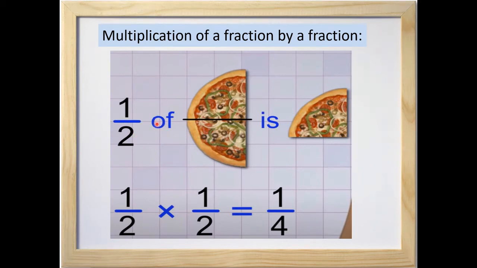Half means you know it is multiplication. So 1 by 2 is a fraction. Of is multiplication again. And this half pizza, can I write it as 1 by 2? Yes. So 1 by 2 into 1 by 2. Then how to multiply these two fractions? Simply we have to multiply the numerators and multiply the denominators. So 1 into 1 is equal to 1 and 2 into 2 is equal to 4. So did you all understand, children, how to multiply fraction by a fraction?